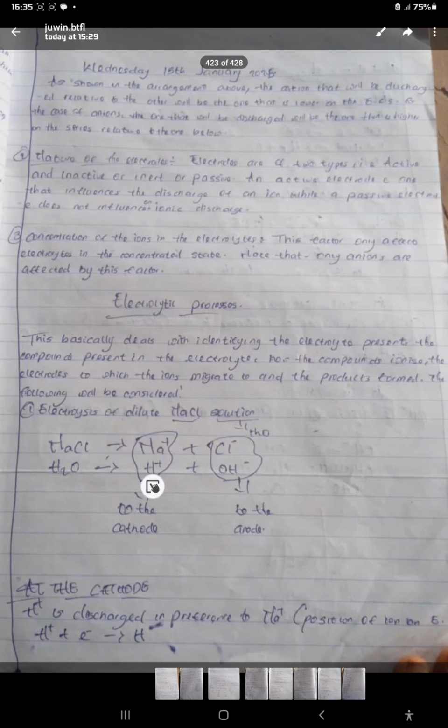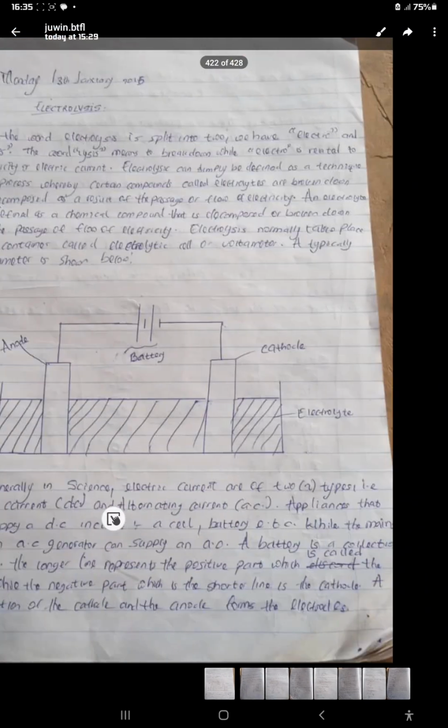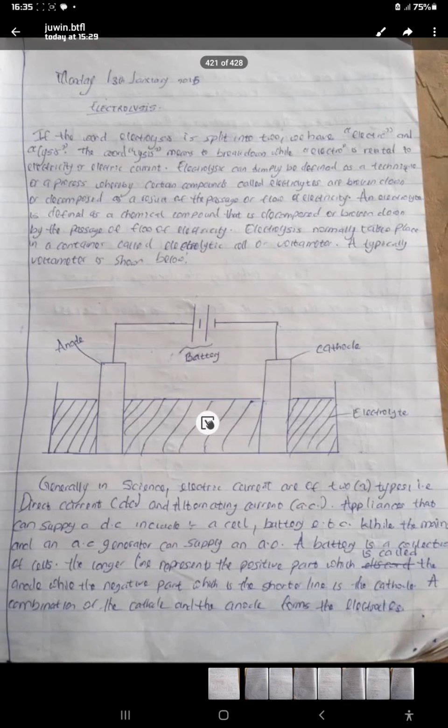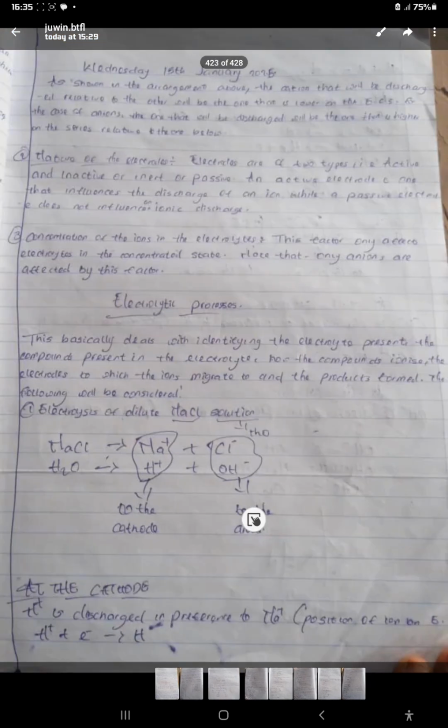They carry a plus sign, so they will go to the cathode. Remember, I said the cathode carries negative. So the ions that carry a plus sign will go to the cathode, which is the negative. The ions that carry minus will go to the anode, which is the positive. You get it now? All these ones that carry a plus sign will go to the cathode, and all these ones that carry a minus sign will go to the anode.